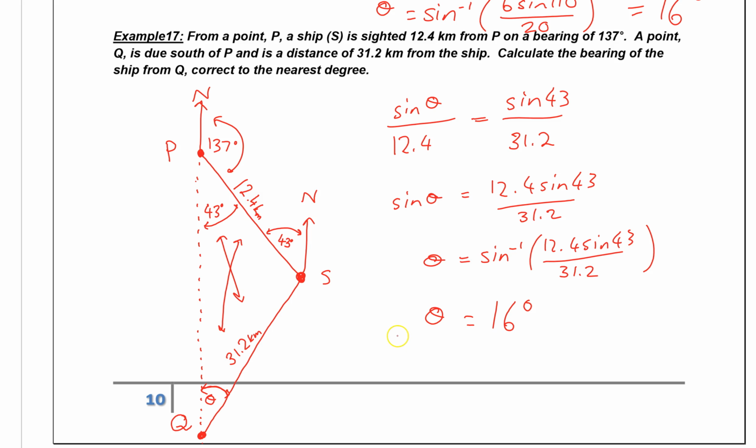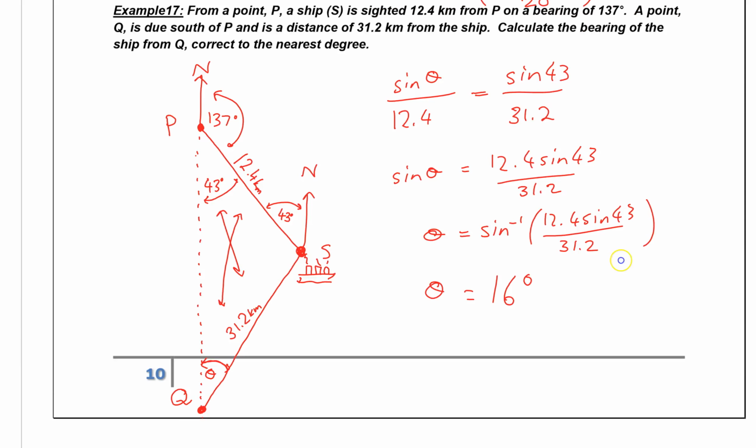The bearing of the ship from Q. Here's Q, here's my ship. My bearing is measured from north in a clockwise direction. So that's 16 degrees. There we are, done. Nice.